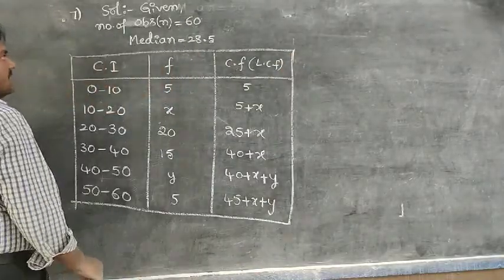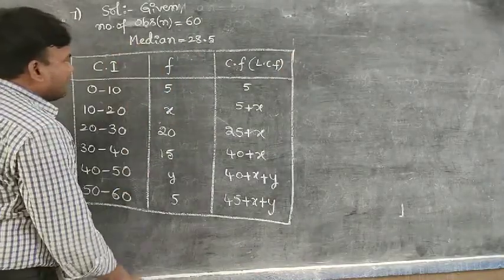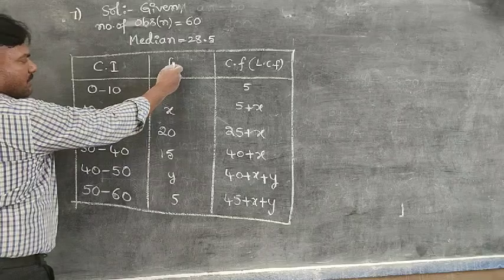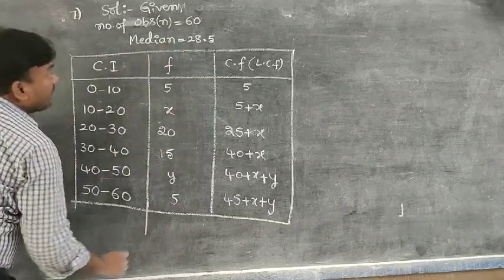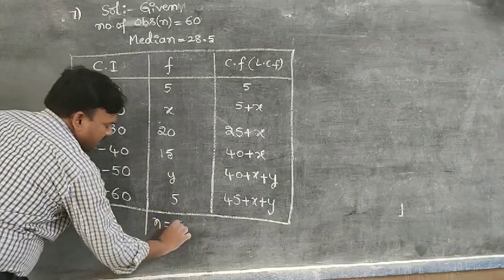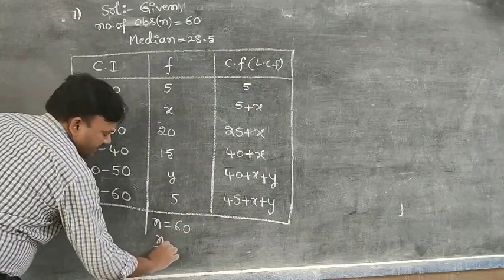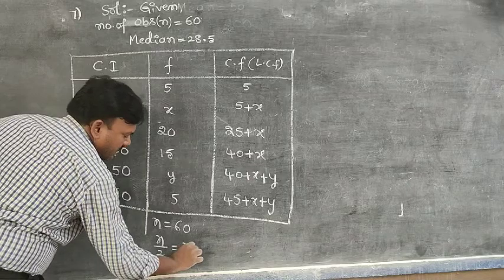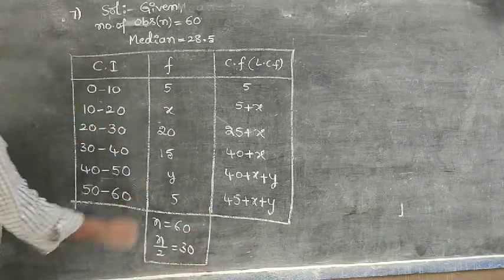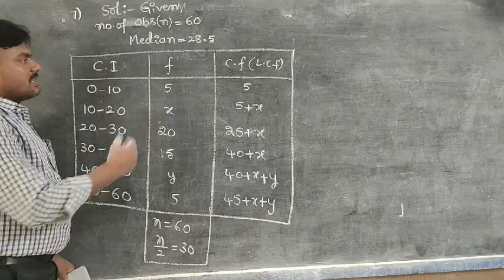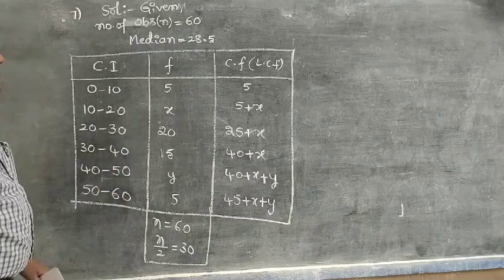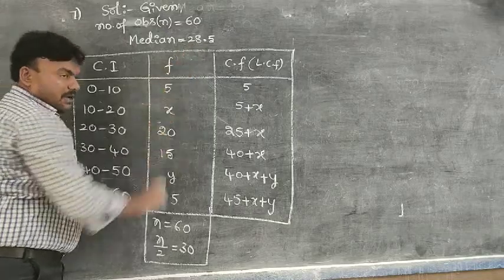So observe here, students. Frequency represents the number of observations. The number of observations is given as 60, then n equal to 60. Next, take half of the observations, n by 2 equal to 30. And also the median. Observe here, median equal to 28.5.